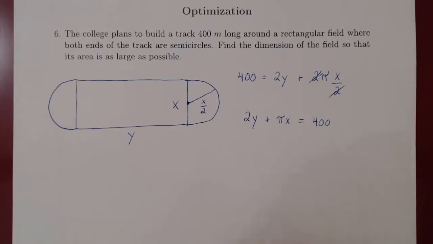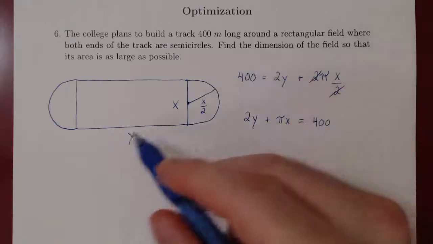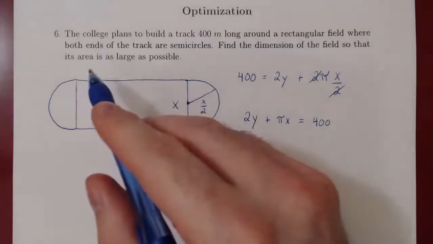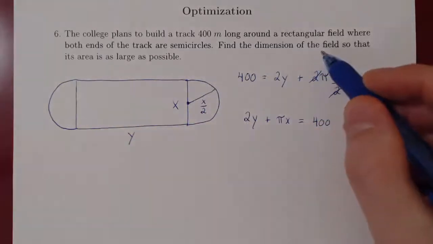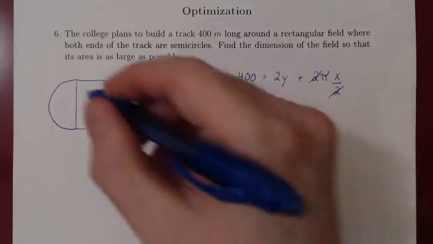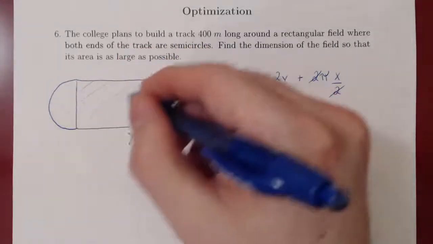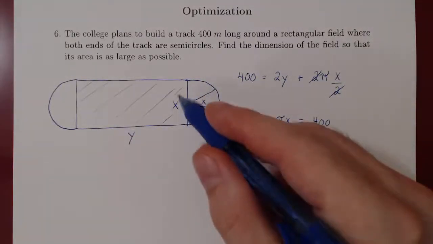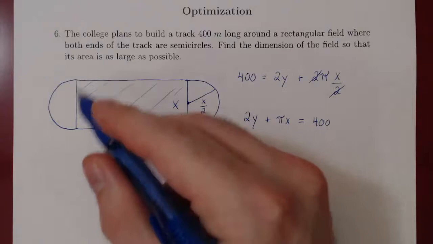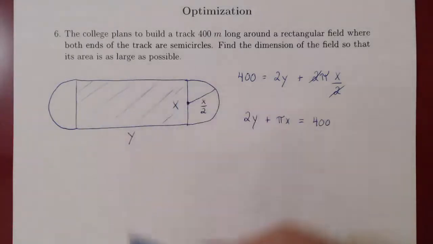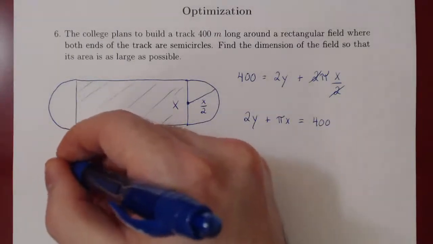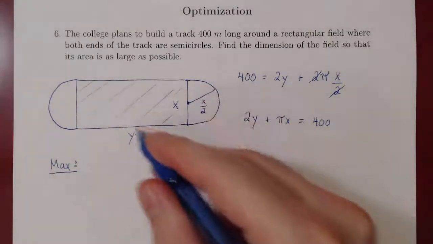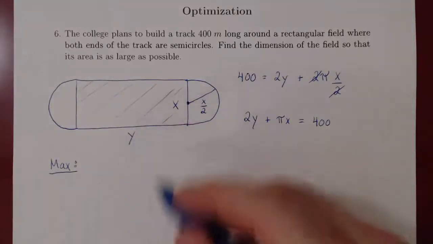What do we want now to optimize? Well, we want to find the dimension of the field, so the values of x and y, so that the area of the rectangular field, and be careful, we are talking here about the rectangular field, so the area of the rectangle only. And we're asking, how do we choose x and y so that the area of the rectangular field is as large as possible? So we are trying to maximize, clearly, the area of our field, but that is x times y.